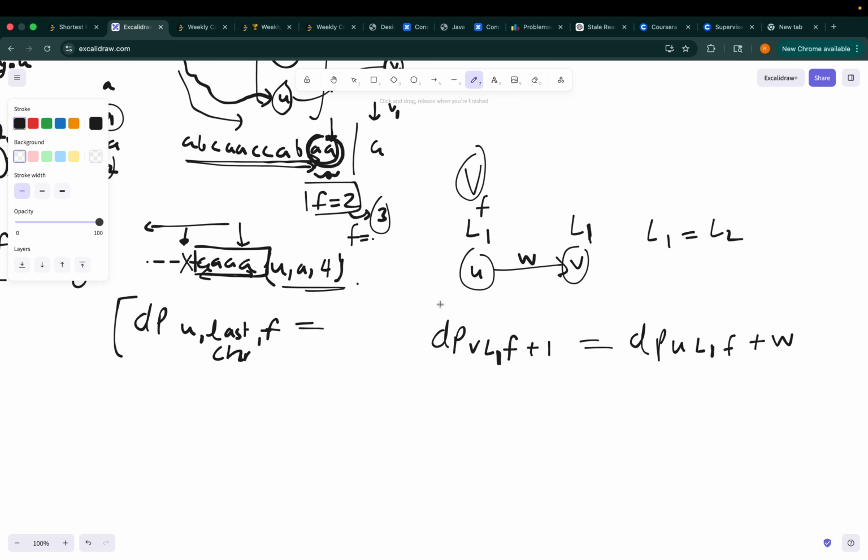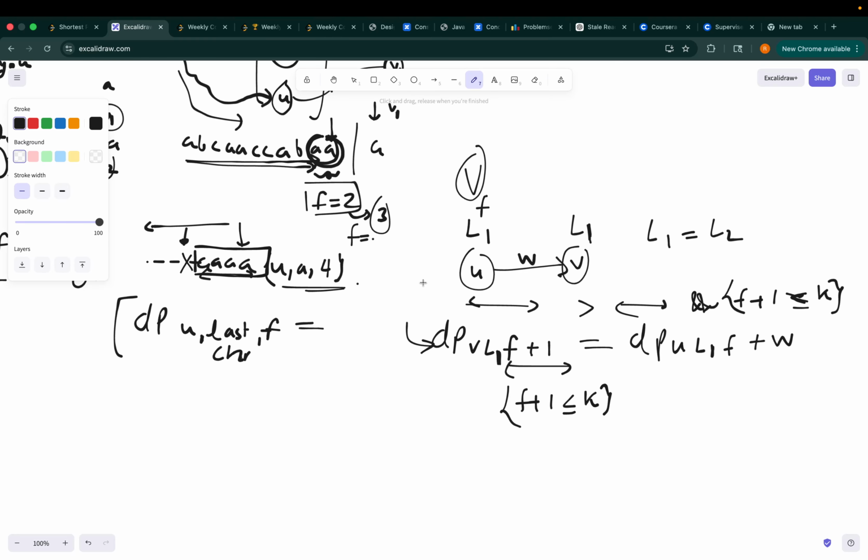And obviously you'll put a minimum condition. In Dijkstra we do this, right? If dp of v, L1, f plus 1 is greater than this, only then execute this. Okay. And you also have to take care of the condition where f plus 1 is less than or equal to k. So you just put an and here, f plus 1 less than or equal to k, because we don't want our suffix to violate the condition.